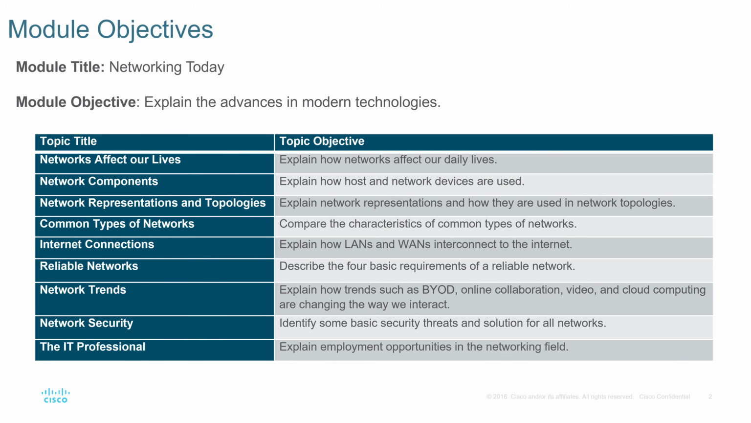networks and their characteristics, the internet connections such as LANs and WANs and how they interconnect, reliable networks, which describe the 4 basic requirements of a reliable network, the network trends such as bring your own device, online collaboration, video, cloud computing, such new concepts come into play. Network security, some of the basic security threats and solutions that we have in our systems. And finally, the IT professional, which explains some employment opportunities in the networking field.